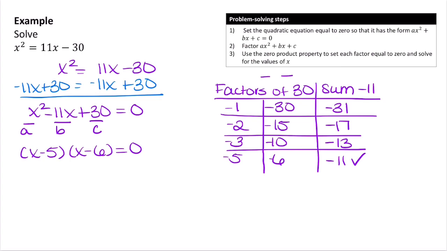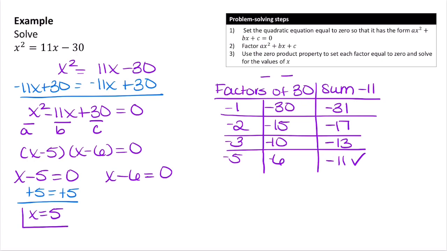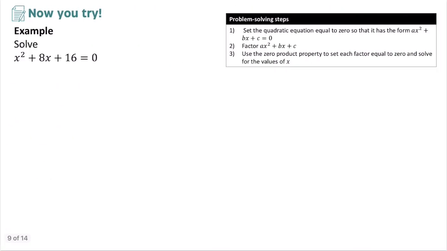Okay, so now the zero product property tells me that x minus 5 equals 0 or x minus 6 equals 0. Okay, so I can solve these equations now. Here I can add 5 to both sides. And so we have x equals 5, which is one of our solutions. And then over here we can add 6 to both sides. And we have x equals 6, which is another solution. Okay. So now you can go ahead and pause the video and try doing this example on your own.